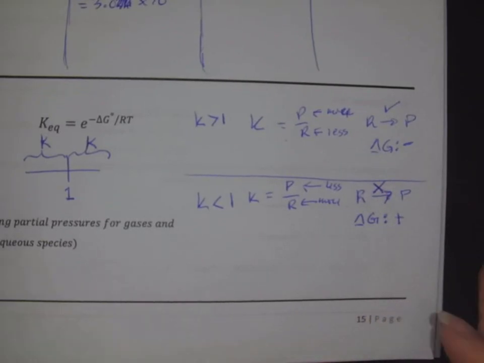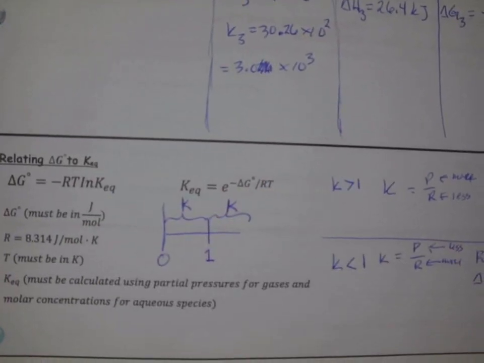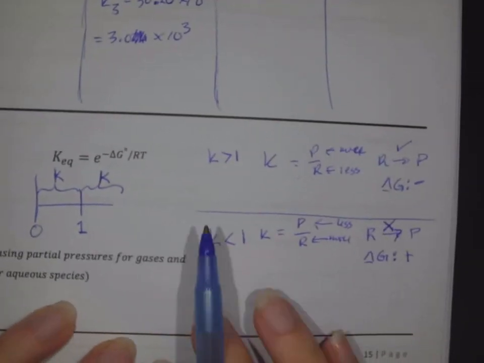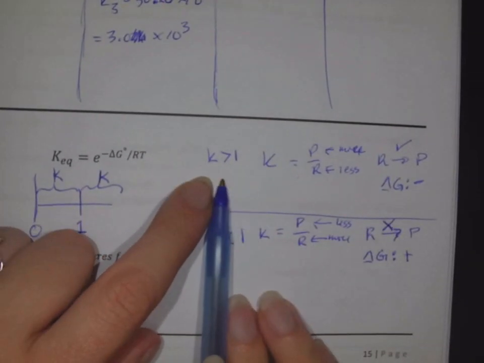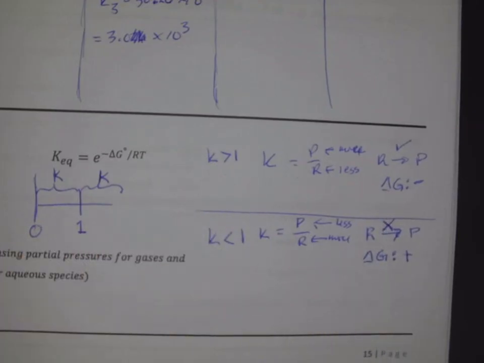I will say that we never get a negative K value, but our line of comparison is at 1. So is our K value greater than 1, or is it less than 1? It will not be negative. When a K value is bigger than 1, then we have a negative delta G. When it's less than 1, then we have a positive delta G.